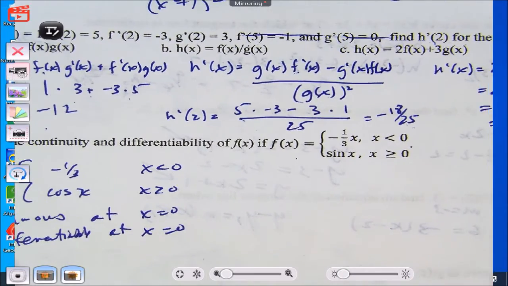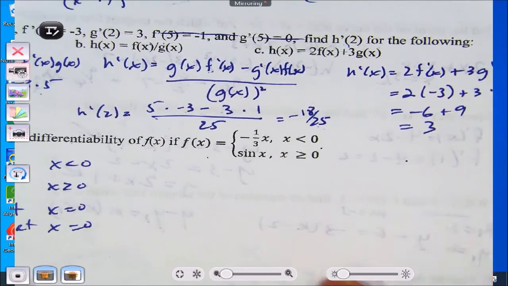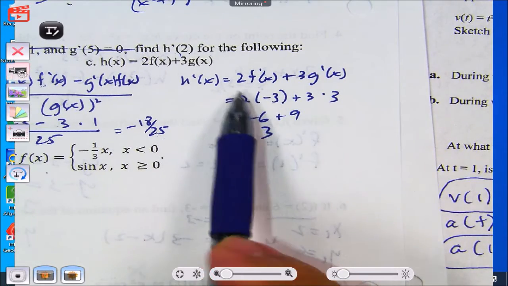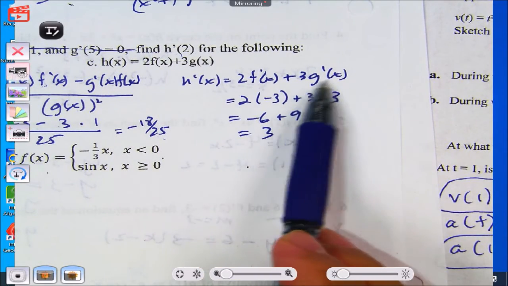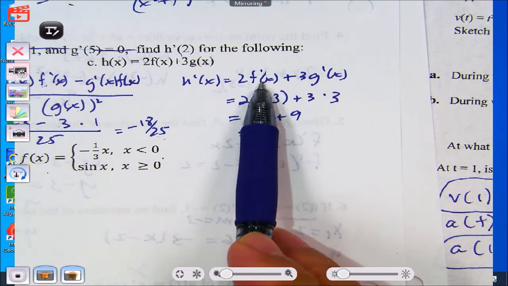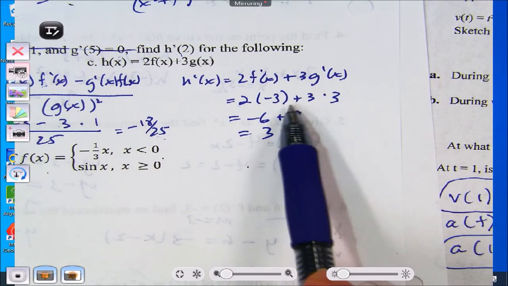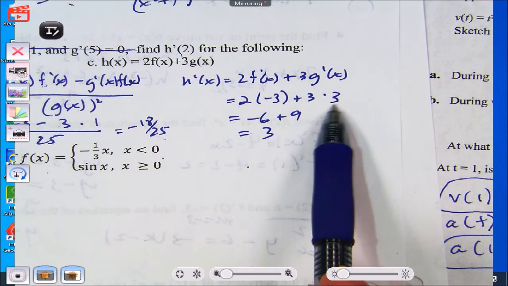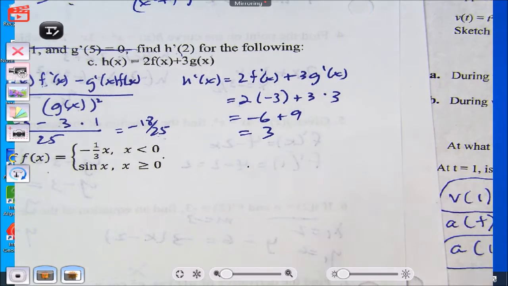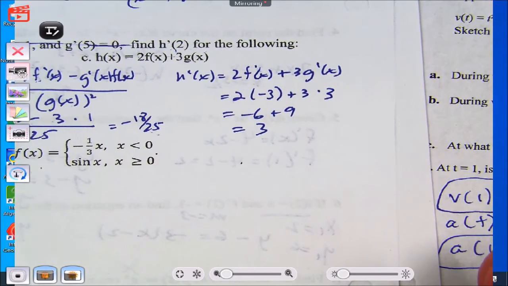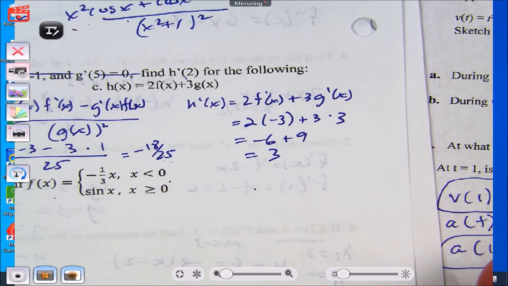Oh. Silly rabbit. Alright. This one is the easiest problem because all you gotta do is 2 times f prime of x plus 3 times g prime of x. So 2 times f prime of 2, which was negative 3, plus 3 times g prime of 2, which was 3. Right? So negative 6 plus 9 is positive 3. So did I get them all right there, Robin? I got that one. I got 3 lines different.